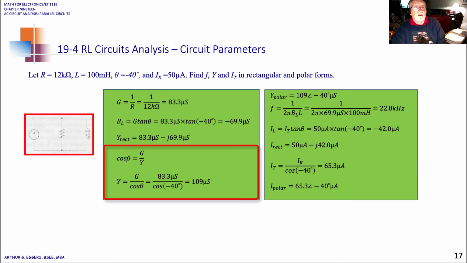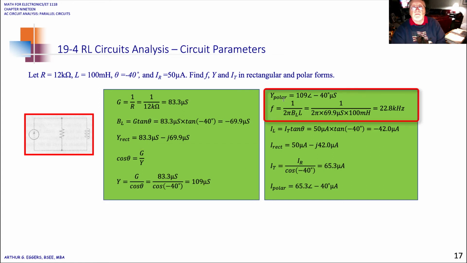Going back to the cosine theta, G over Y, moving the terms around, G over cosine theta then gives us 109 microsiemens. So at this point we can put together the polar form, 109 microsiemens at an angle of minus 40, which was given as our phase angle. We can now also calculate the operating frequency, 1 over 2 pi B sub L times L. By moving those two values around, B sub L and F, we can calculate 22.8 kilohertz.